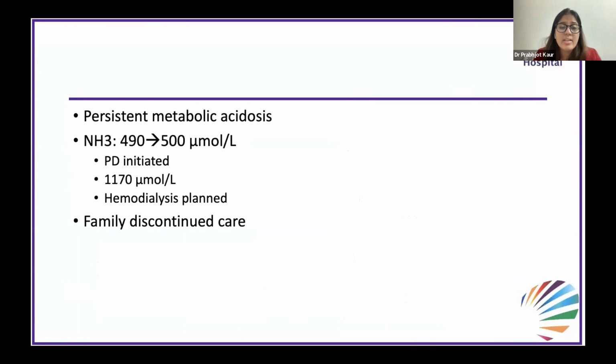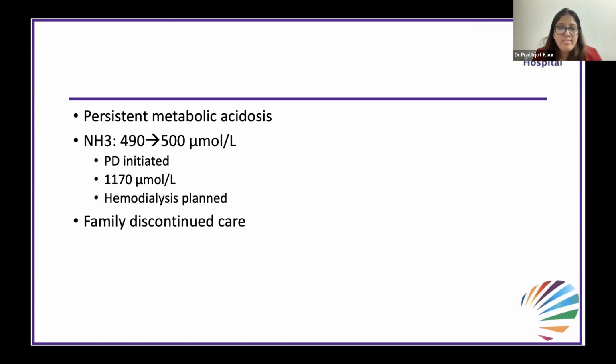But subsequently, the metabolic acidosis continued to persist despite correction. Follow-up ammonias were higher, and at this ammonia, peritoneal dialysis was initiated. Even after peritoneal dialysis, the ammonia continued to rise and hemodialysis was then planned. Unfortunately, at this time, the family discontinued care. And all this happened within 48 hours of admission of the baby.